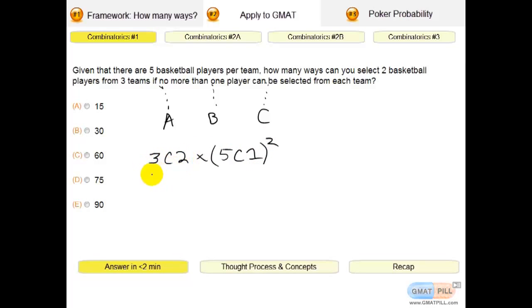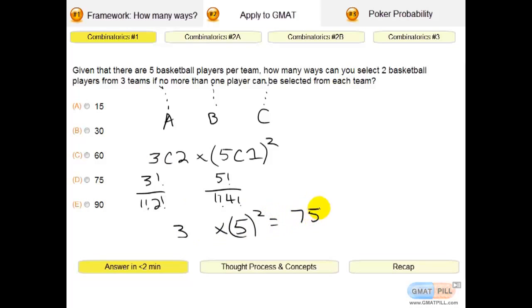3 choose 2, this is basically just 3. Then this one is 5 factorial over 4 factorial and 1 factorial. The 4's cancel out, so you're left with 5 here. Here you're left with 3, and so this is basically 3 times 5 squared equals 75. So that's answer choice D.